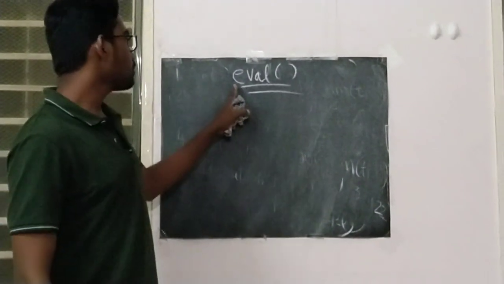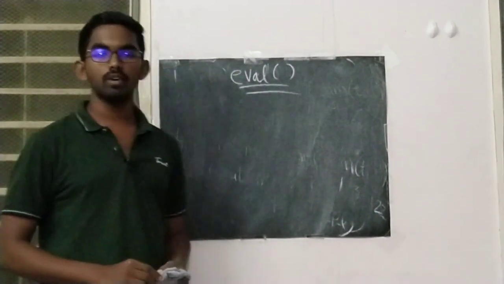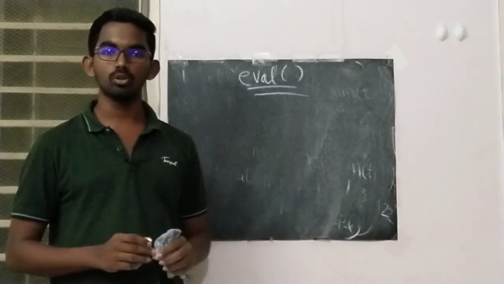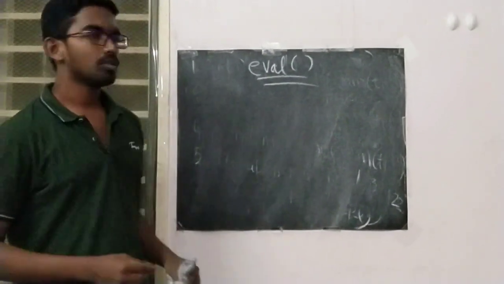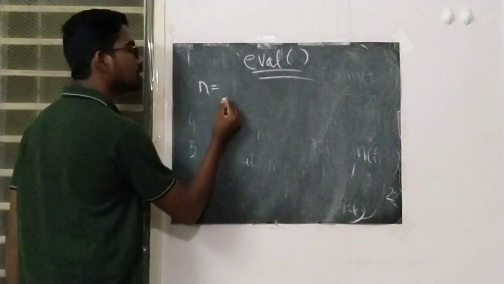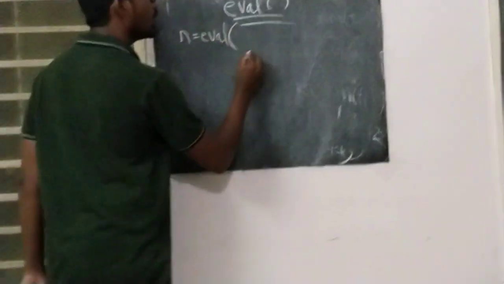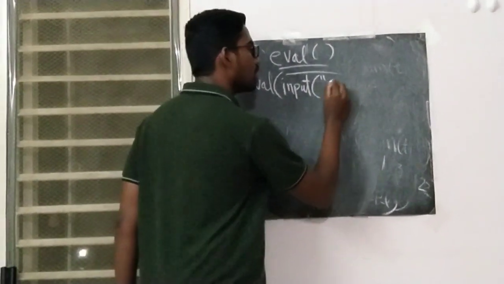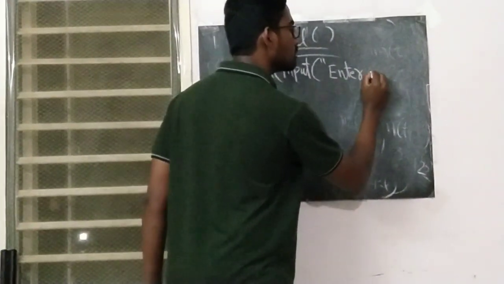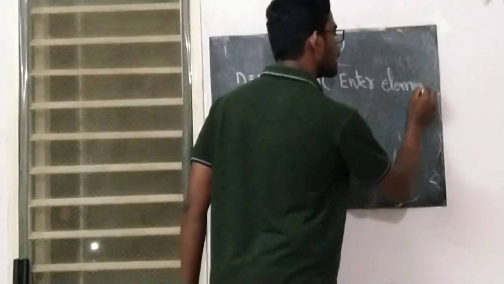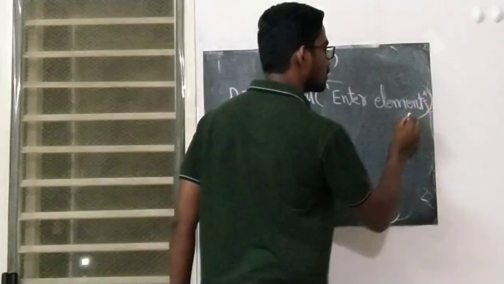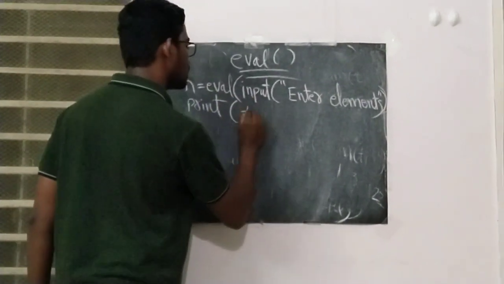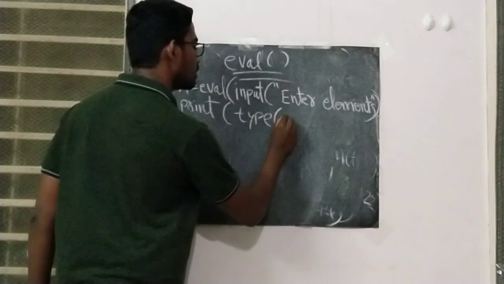Let us discuss a new function, that is eval. So what is eval? Eval is the function which is used to determine whether the typed elements from the keyboard are a tuple type or a list type. For example, n is equal to eval of input, enter elements. Print type of n.